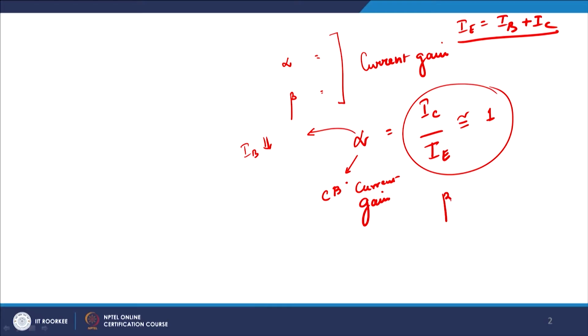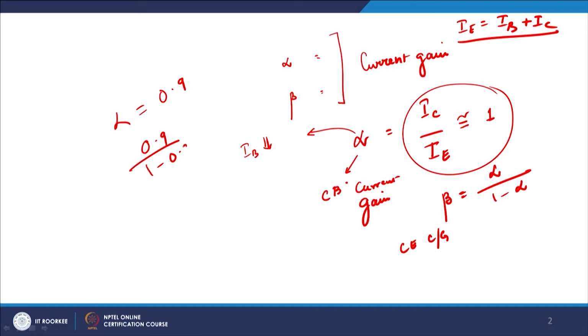Typically beta is known as the common emitter current gain and is given as alpha upon 1 minus alpha. So, this is what we get as beta here. If you take alpha to be approximately 0.9, then I get 0.9 by 1 minus 0.9. So, 0.9 by 0.1, I get approximately equal to 9. Is this clear conceptually? So, this is beta which you see as the common emitter current gain.